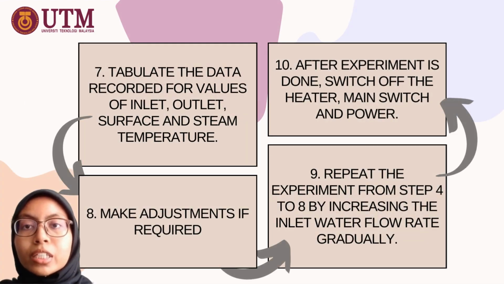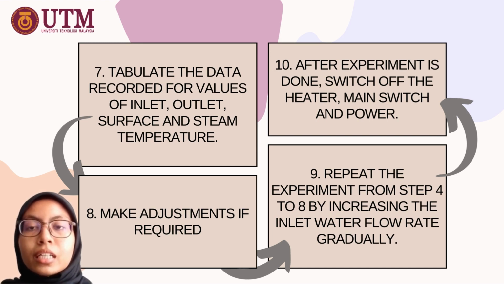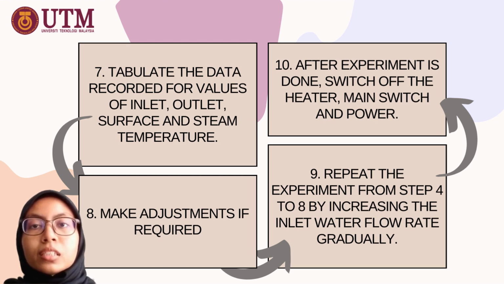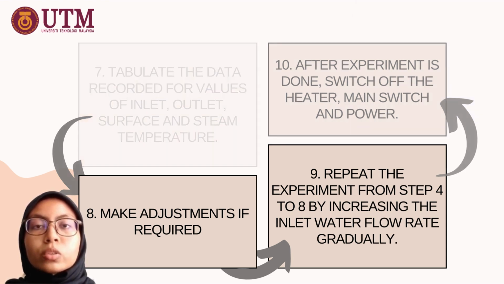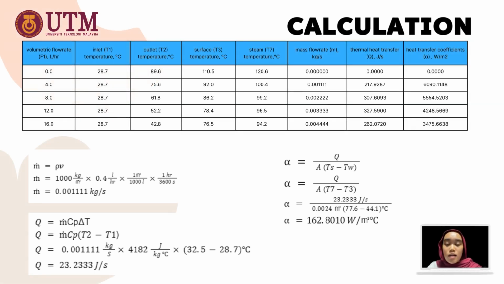7. Tabulate the data recorded for values of inlet, outlet, surface, and steam temperature. 8. Make adjustment if required. Then repeat the experiments from step 4 to 8 by increasing the inlet water flow rate gradually. After the experiment is done, switch off the heater, main switch, and also power. Okay, we will continue to the calculation part.